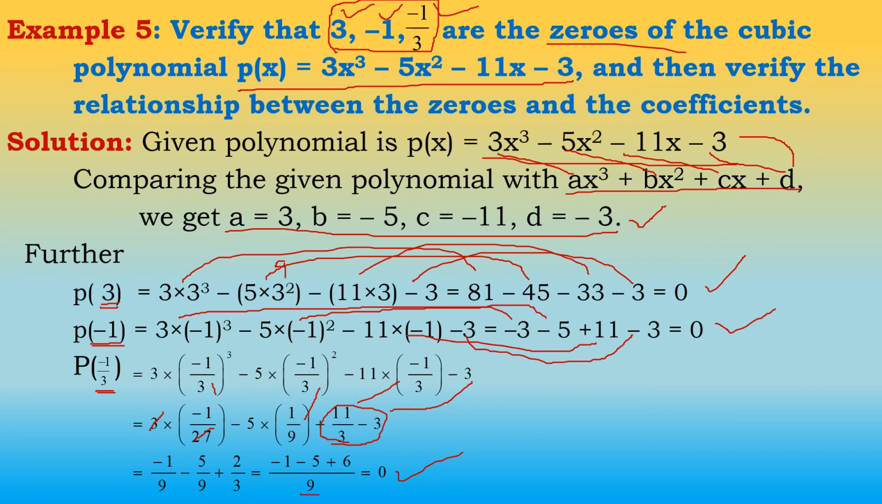So finally, what are we able to understand? The given three values 3, minus 1 and minus 1 by 3 are the zeros of the polynomial. Next, we have to verify the relationship between the zeros and the coefficients. First we verified whether these are the zeros or not. Now we know that these are the zeros. Now we need to go for the relationship between zeros and the coefficients.